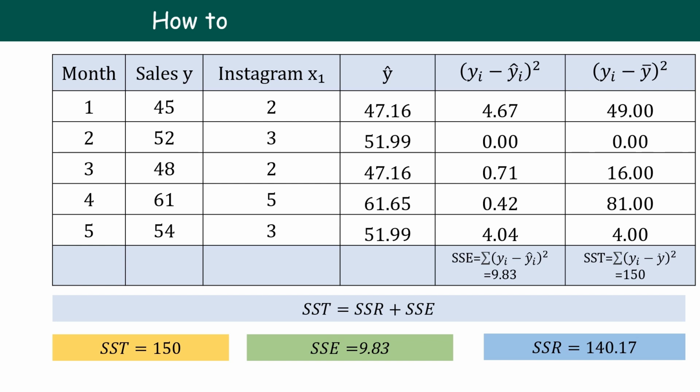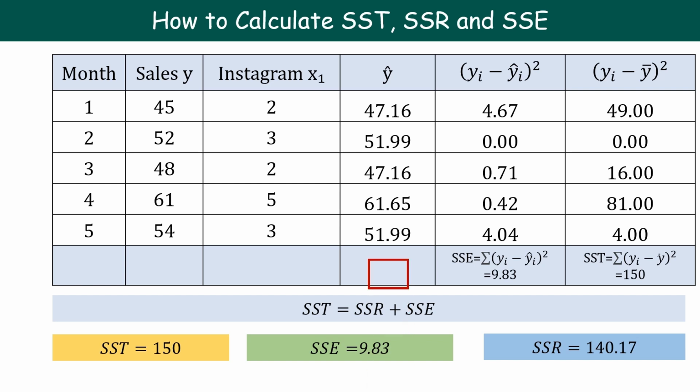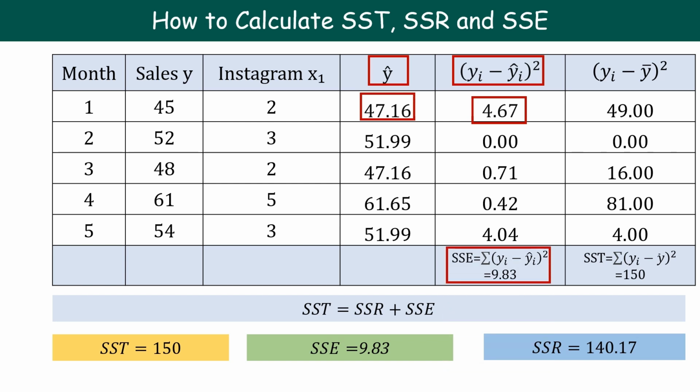Now let's calculate SST, SSR, and SSE. Using our regression equation, we calculate y hat for each month. Month 1 gives us 47.16. Next, we square the residuals. That's y i minus y hat i squared. For month 1, the value is 4.67. Adding those across all 5 months gives us SSE equals 9.83. We also calculate y i minus y bar squared. Adding those together gives us SST equals 150.